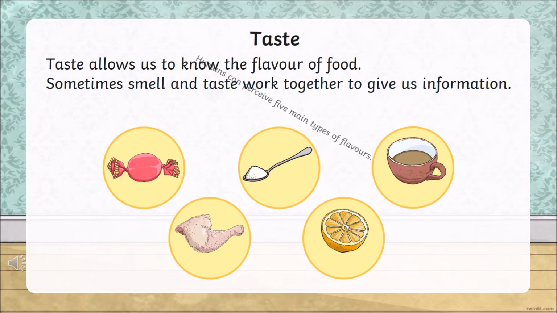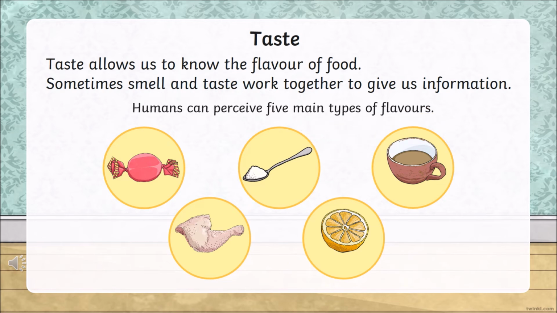So humans can perceive 5 main types of flavors. We have sweet, salty, bitter, umami, which was the meaty flavor, and sour. Now, can you think of other types of foods that have these flavors? Can you remember from our taste testing?